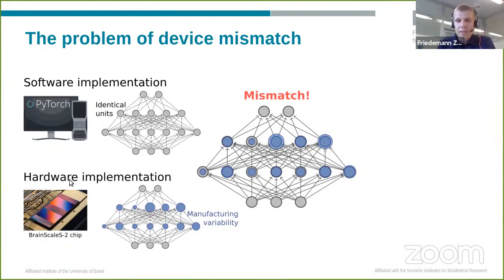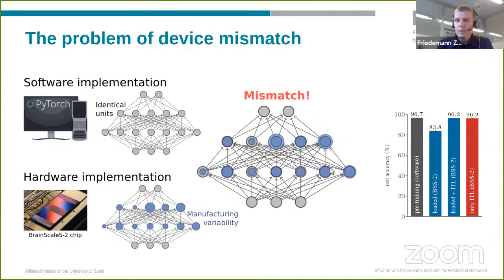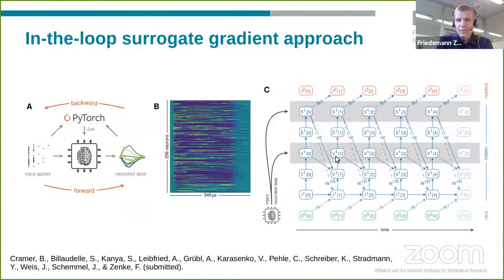And that usually means that if you train a network in software and then upload it in hardware, let's say we do MNIST here, we train a spiky network in software, we get relatively good performance, we upload it in hardware, it drops here by 10%. For MNIST, this is huge, this is terrible.